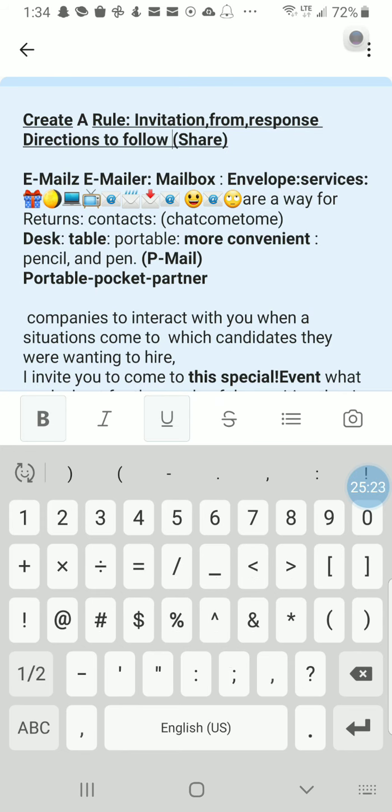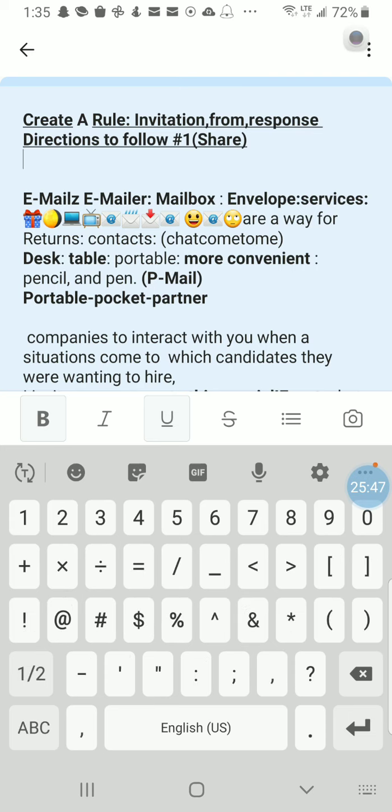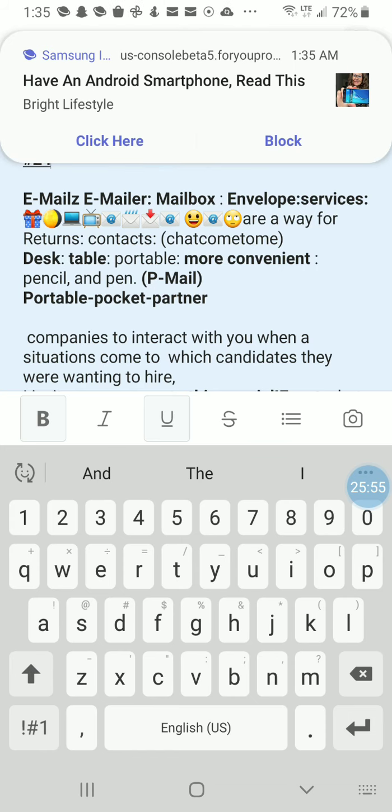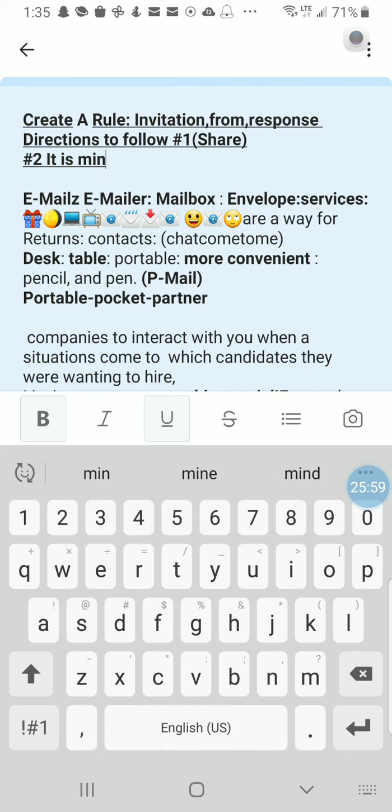I could put on here rule number one: share and be courteous and respectful. So that's why it seems like, if you could create one rule and talk about sharing, rule number two would be: it is mine, but I am willing to show you. I am willing to share my good confidence.